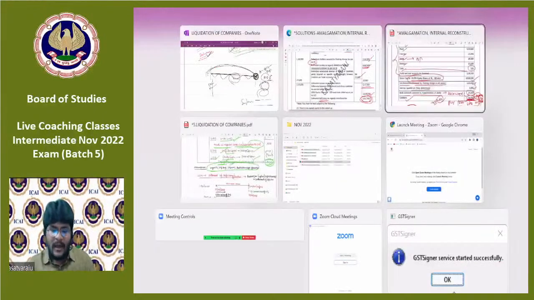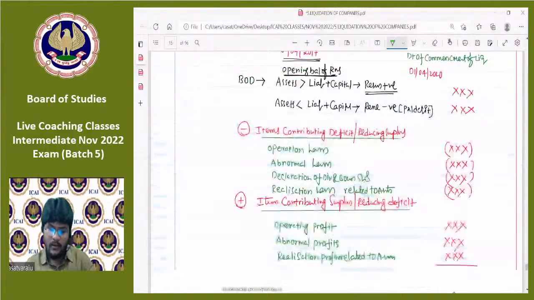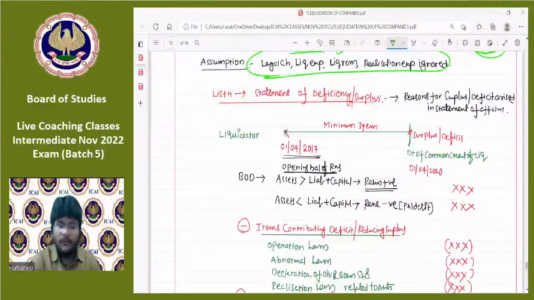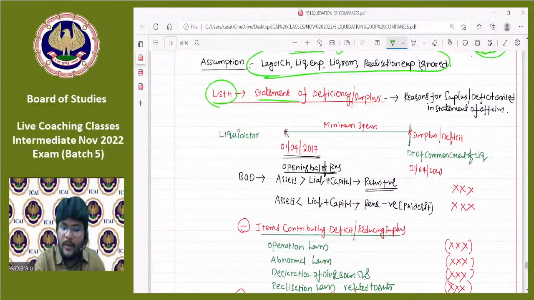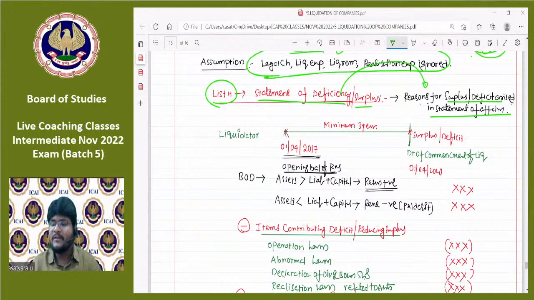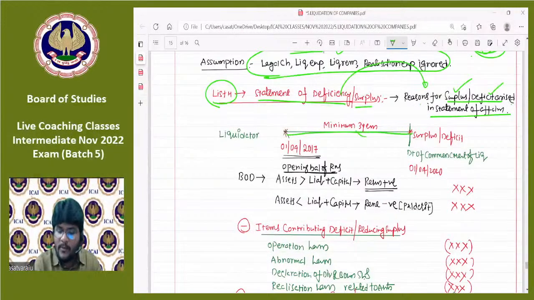Now the same thing I'm putting in my notes here. Consider, guys, list H, statement of deficiency or surplus, telling about the reasons for the surplus or deficit arising in the statement of affairs. Why in the statement of affairs did you get the surplus or deficit? At least you can go back for a minimum of 3 years as per the provisions contained in the Companies Act 2013.